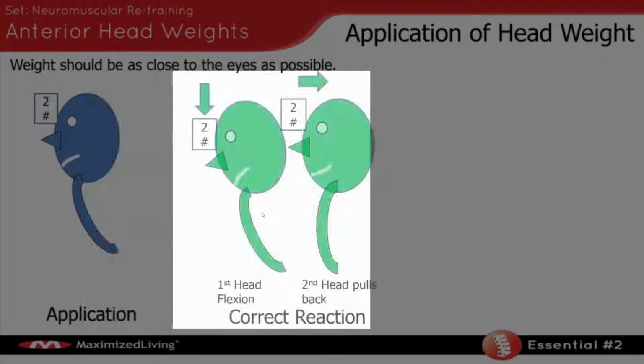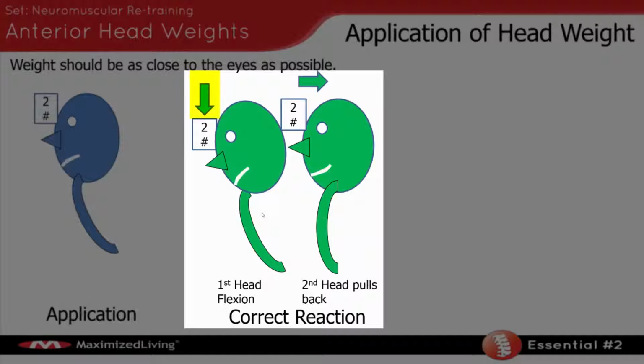What I'm looking for is the weight to pull down. You can see the green arrows pulling down, and then the body's going to react backwards. When the weight pulls down right here, the body should react backwards. The eyes should stay horizontal, and we want to see a reduction in forward head posture. This is a correct reaction. This is exactly what we want to see.